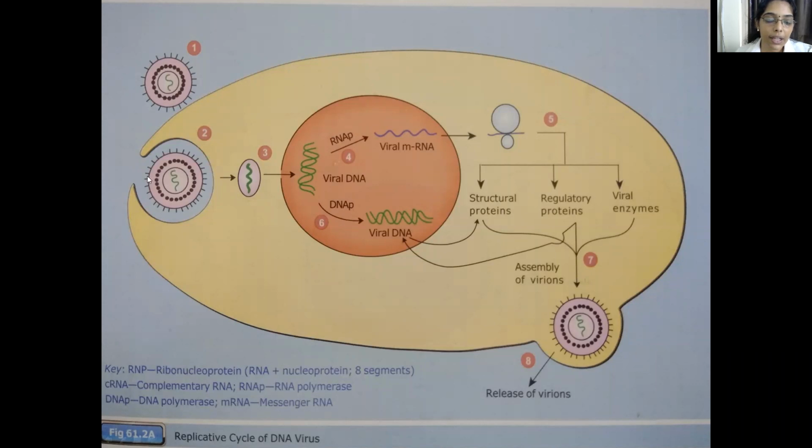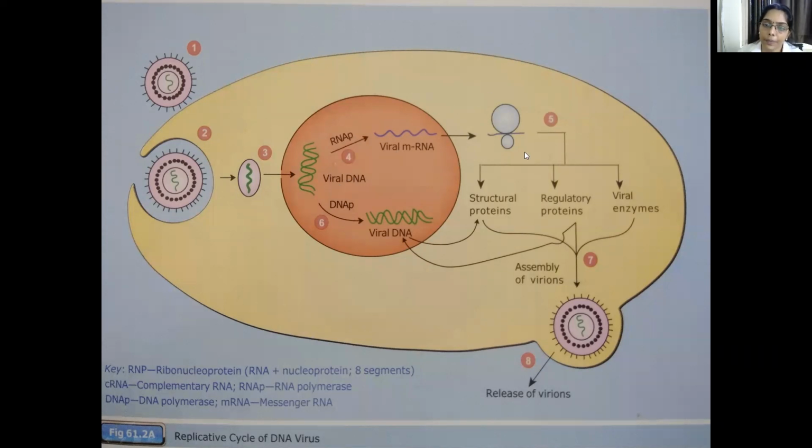The second step is that the virus particle is taken up by the host cell by the process of endocytosis. Then, if the virus has an envelope, it combines with the membrane of the host cell, and only the capsid along with the genome is released into the cytoplasm. Later the capsid is also removed, and the genome of the virus enters the host cell nucleus, where the viral DNA is converted into viral mRNA with the help of host cell RNA polymerase enzyme. That is the fourth step.